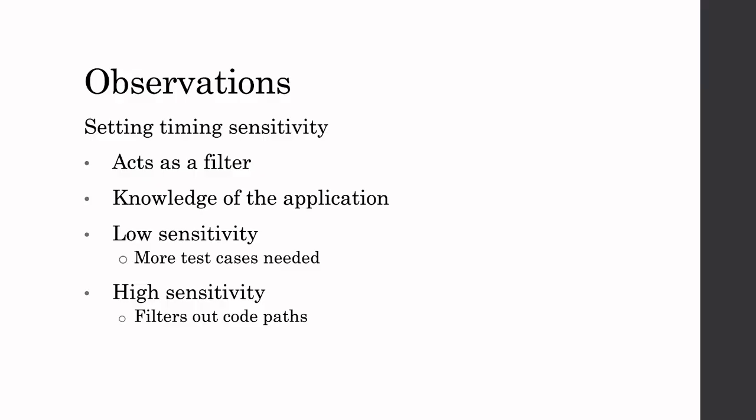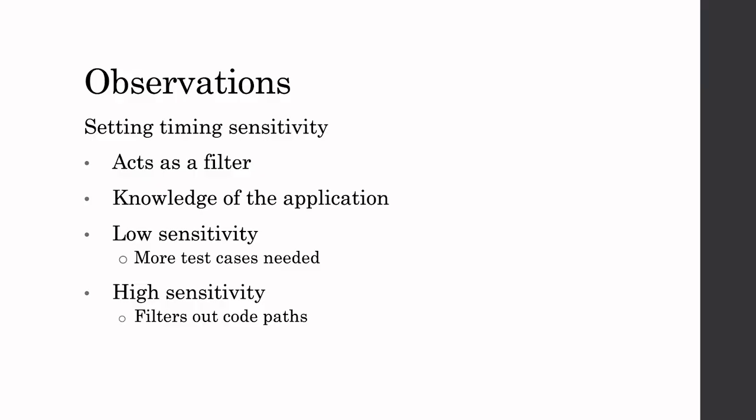At a low sensitivity, you're going to have a lot more test cases going through because you're going to have a lot more noise, and it's going to affect your fuzzer and you get a lot of false positives, but you will probably hit a lot more code paths. But if you set it to a high sensitivity, it filters out the false positives, but it can also filter out real paths that might take a short amount of time, do a small amount of work, and so the fuzzer can miss those code paths.